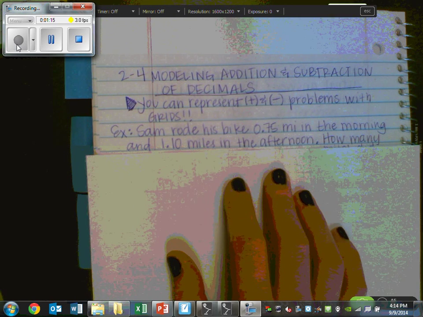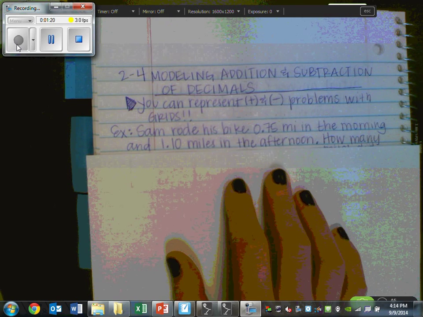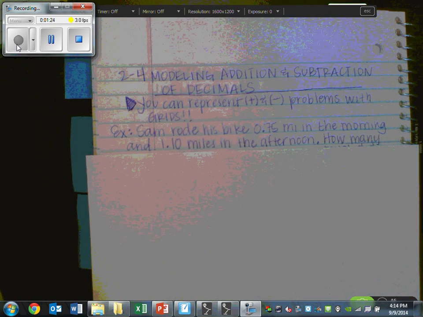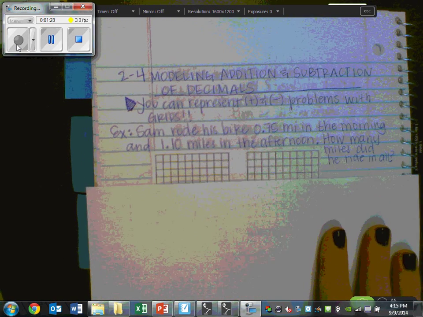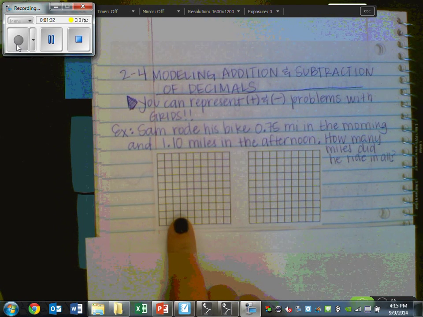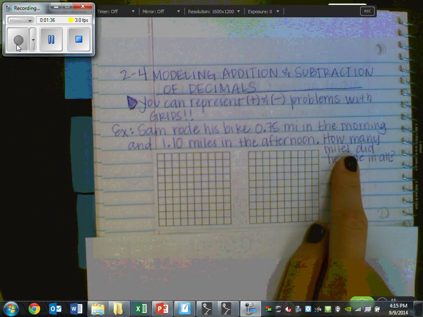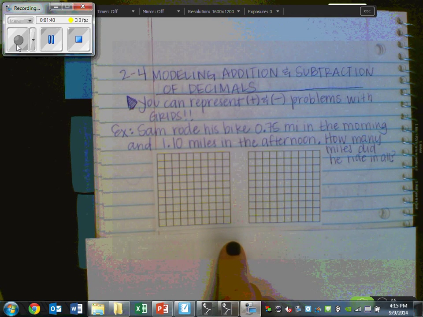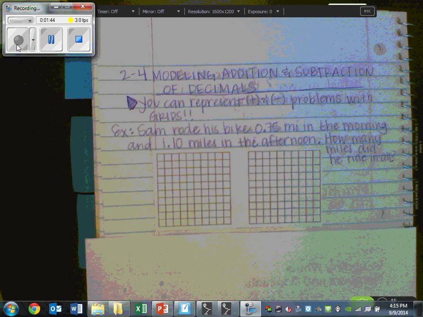Sam rode his bike 75 hundredths of a mile in the morning, and 1 and 10 hundredths miles in the afternoon. The question is, how many miles did he ride in all? Okay, so go ahead and pause it here and get this problem copied, and then cut out two grids and glue those down. And then push play when you're ready for the next step.